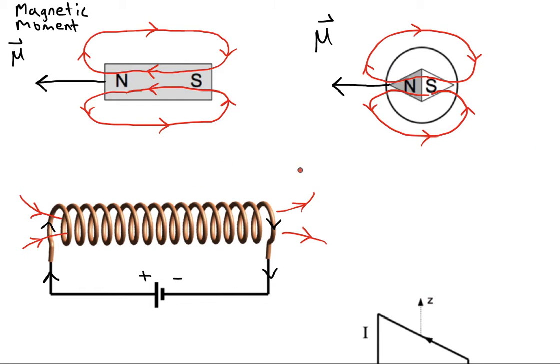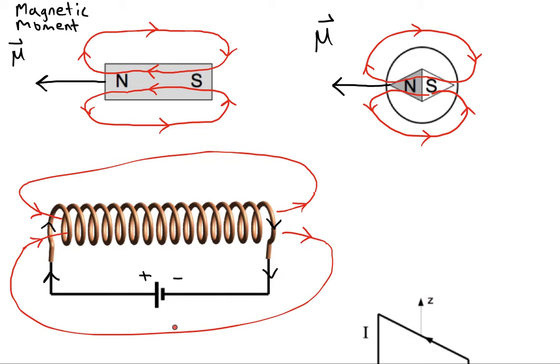Okay. Now, there will be loops just like there were above. And so the magnetic moment that's created by this coil will point to the right, which means that this side of the coil is like the north of a magnet, and the other side would be a south.